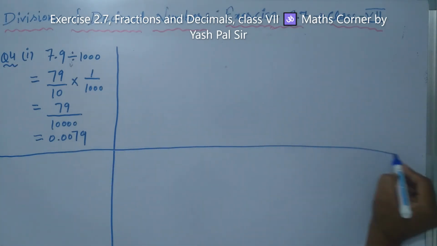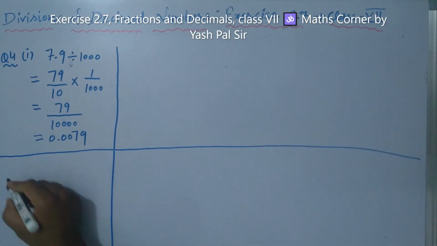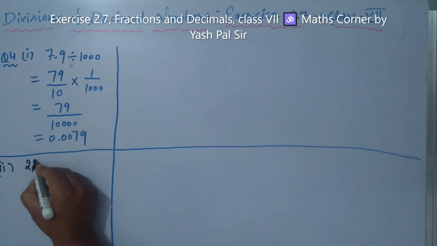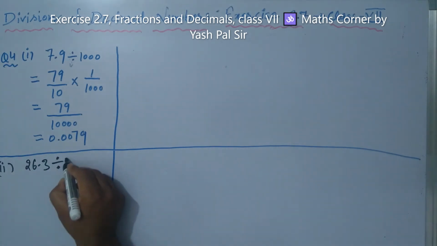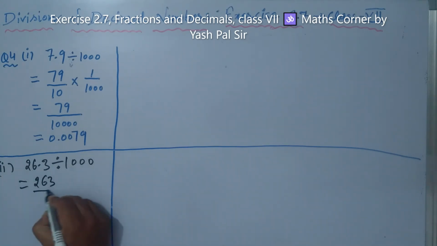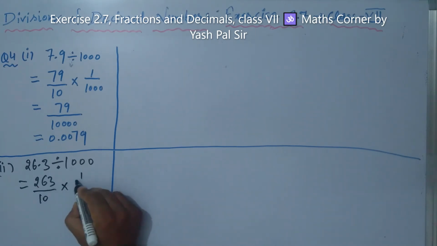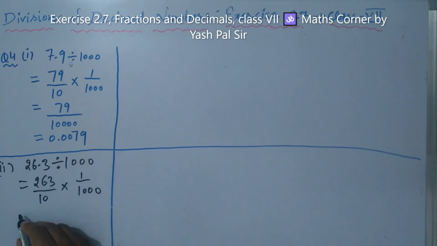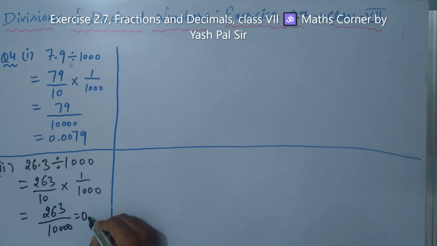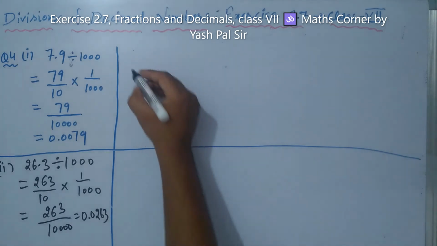Now coming to next part, we have second part, 26.3 divide 1000. This means 263 divide 10 into 1 upon 1000. This is equal to 263 divide 10,000. So this means 0.0263.